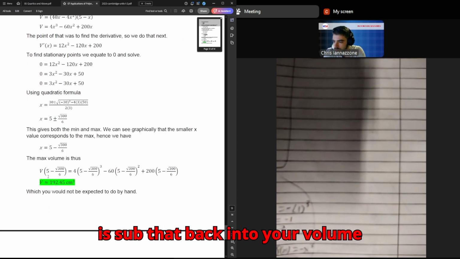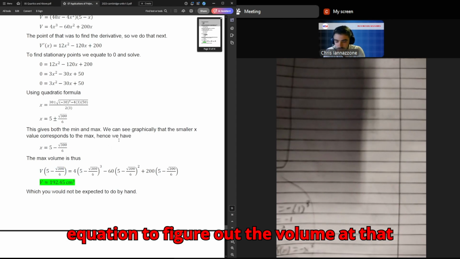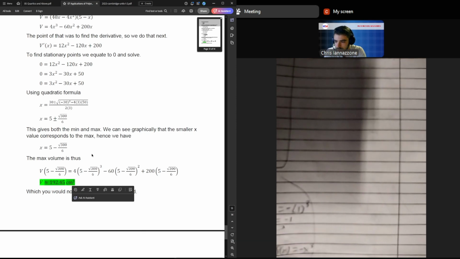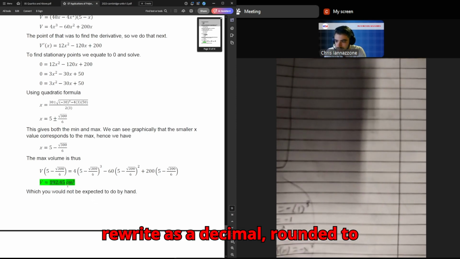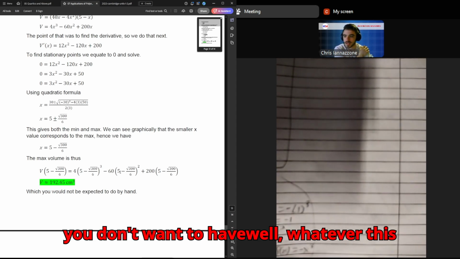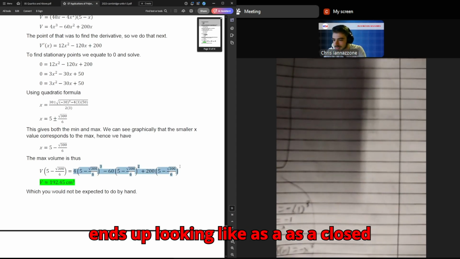And so all you would do is sub that back into your volume equation to figure out the volume at that spot, which typically you would rewrite as a decimal, rounded to some number of decimal places. Usually you don't want to have whatever this ends up looking like as a closed form answer.